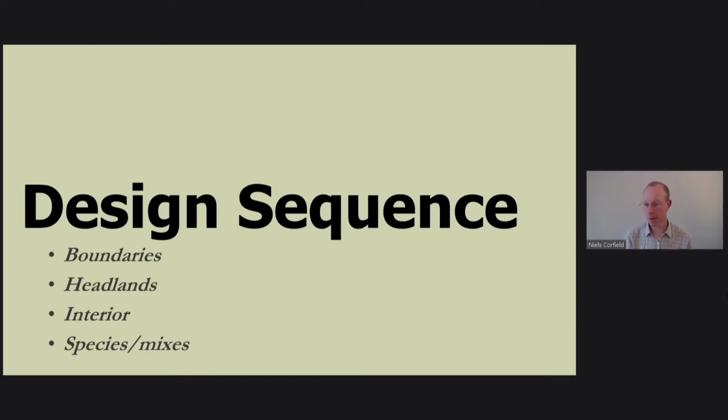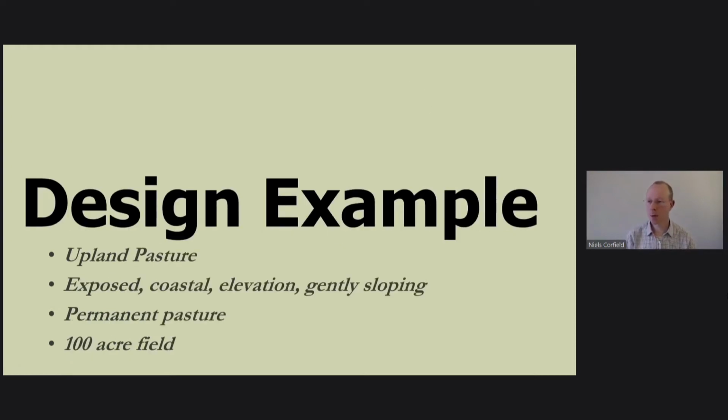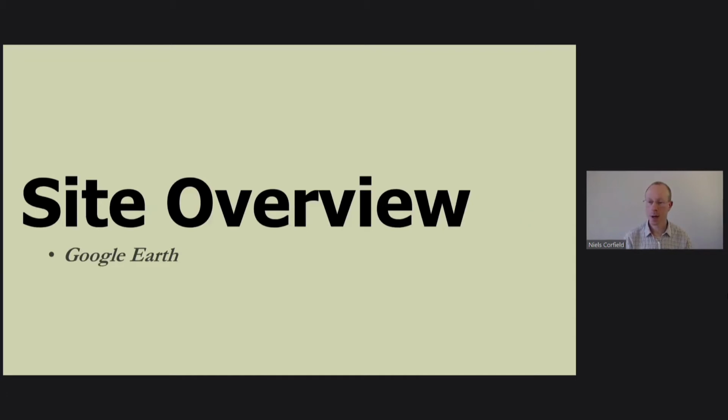Normally we work field by field as well as looking at the whole farm discretely. So the sequence of work is to start at the boundaries, then work into the headlands, and then look at the interior, and then start looking at species mixes. So this is another upland pasture example. In this case, an exposed coastal location with elevation and a gentle southerly slope. So it's permanent pasture, quite a large space.